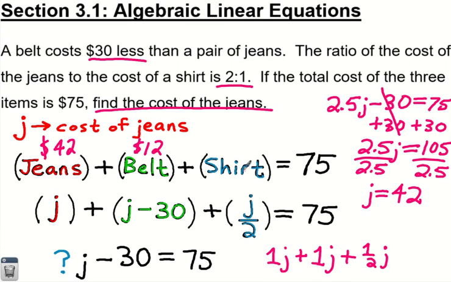And if the shirt, I'll just repeat this sentence here. The ratio of the cost of the jeans to the cost of a shirt is 2 to 1. That means that the jeans is twice as much as the shirt. So that means the shirt would be $21, which is like half. Saying the jeans is twice as much as the shirt is the same as saying the shirt is half what the jeans would cost. So that would make the shirt $21.